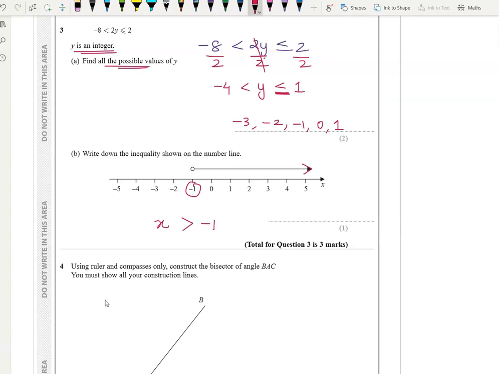Now since it is not shaded, we will not have an equal to sign. If it is shaded, we will include that value, so the symbol will be greater than or equal to. Okay, so your final answer is x is greater than -1.